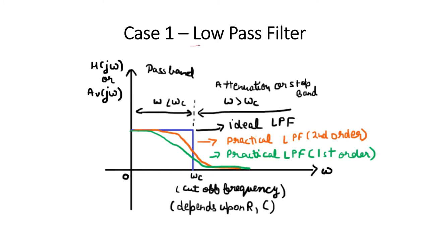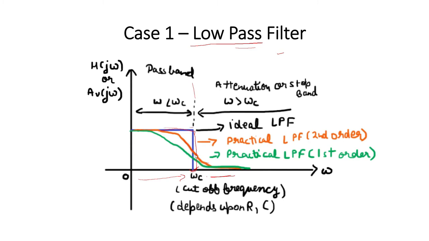Okay, so our first case is the low pass filter. What is the low pass filter? Those filters which pass all the frequencies below the cutoff frequency, but block or stop the frequencies greater than the cutoff frequency. So this is our ideal low pass filter. It has a specific cutoff frequency, but practically the cutoff frequency is not specific.